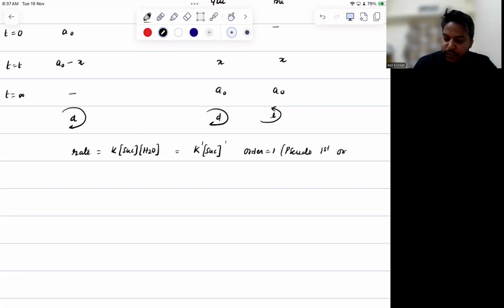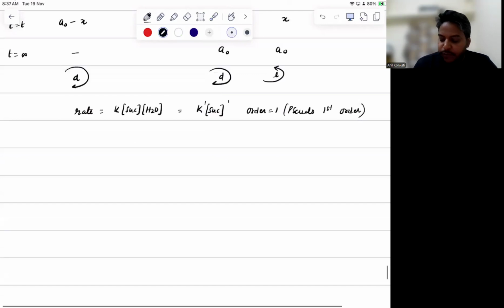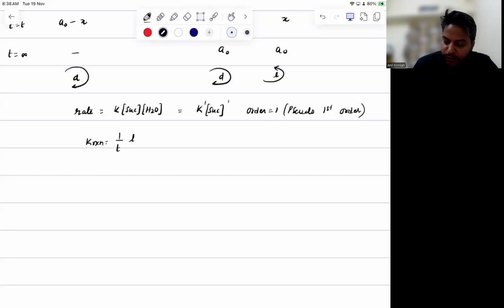Pseudo first order kinetics. Correct. So all we know is that we need to put that in terms of sucrose concentration, or either in terms of sucrose number of moles ratio or pressure ratio or anything. So here the formula typically is K reaction is equal to 1 by t ln number of moles of sucrose.